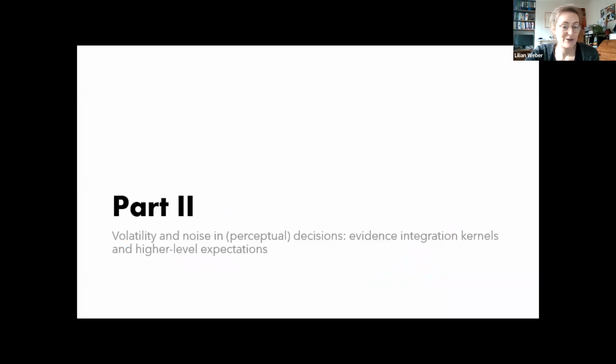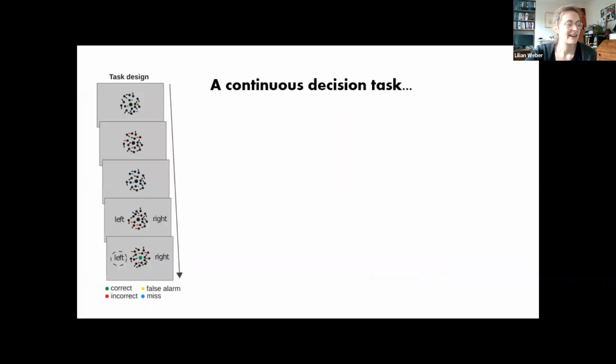Okay, so what I'm currently doing here at Oxford with Lawrence is working on novel decision-making paradigms. In particular, Lawrence's group has developed a new perceptual decision-making paradigm. You might be familiar with the classical random dot motion task, where people stare at a display of dots moving around, and their task is to indicate whether they're moving more towards the right or more towards the left.